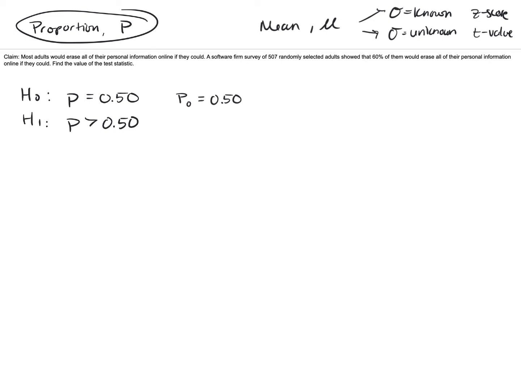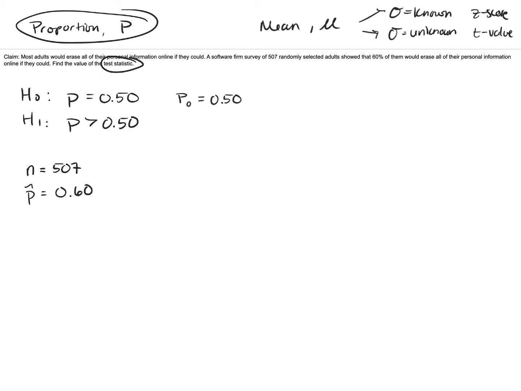So what is a test statistic? A test statistic in this example is going to be a z-score, because we always use the normal distribution for our sampling distributions for sample proportions. It is a z-score for your sample statistic. So in this problem, we need to figure out what that sample statistic is. To test the claim, we surveyed 507 people, so that's our sample size. And of the 507 people, our sample proportion, which is p hat, is that 60% of them said that they would erase their personal information online if they could. So p hat is 0.60.